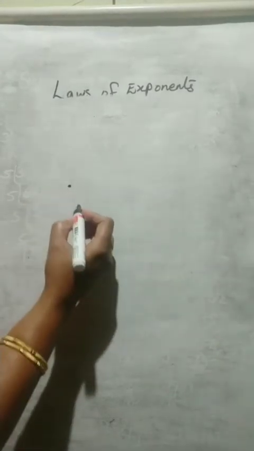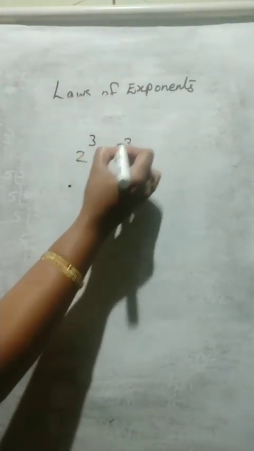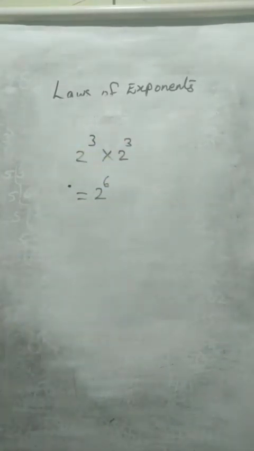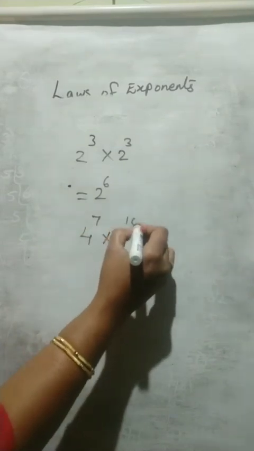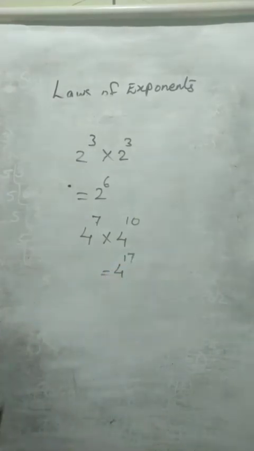That is 2 raised to 3 multiplied by 2 raised to 3 is equal to 2 raised to 3 plus 3, 6. Okay. Then 4 raised to 7 multiplied by 4 raised to 10. That is equal to 4 raised to 7 plus 10. 17 is the answer.